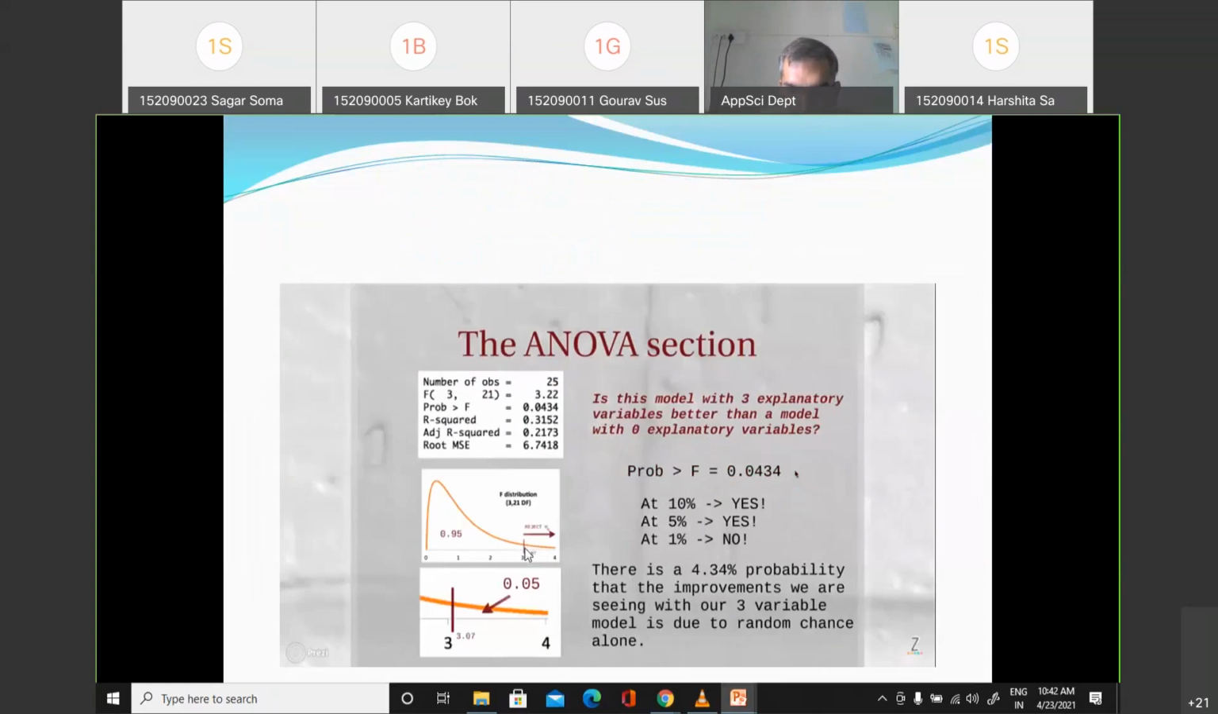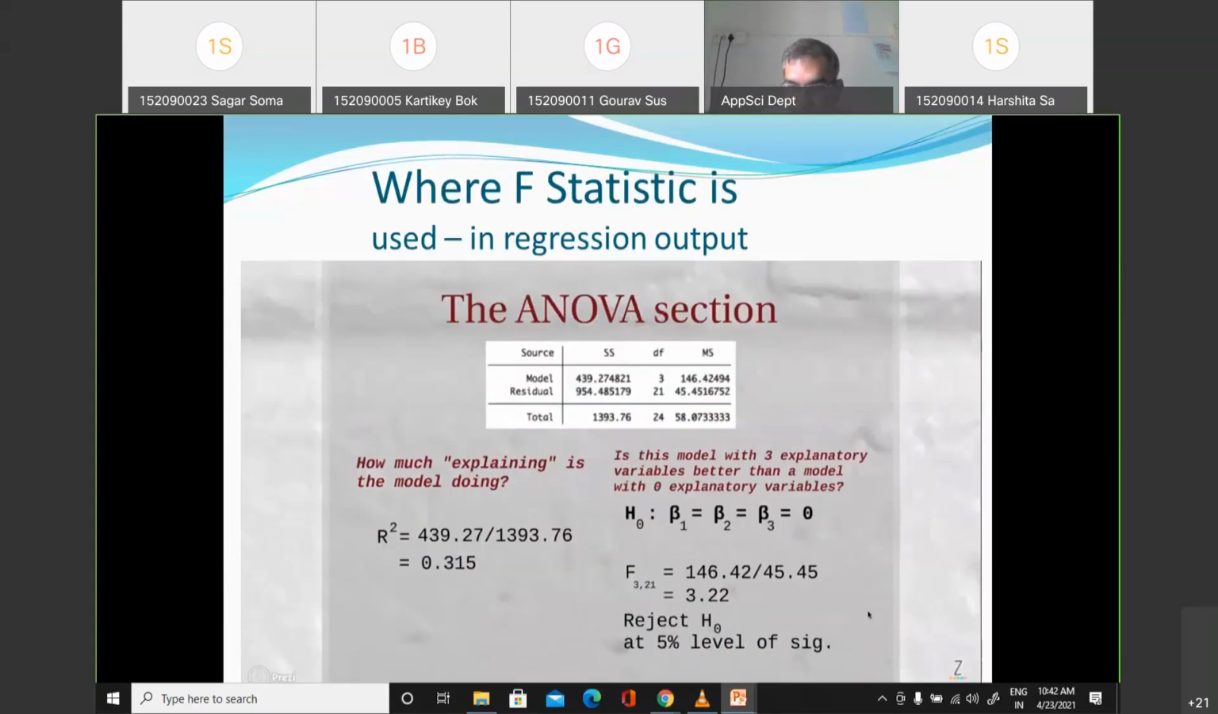From the table, we will get this critical value, and our value comes somewhere here, beyond the critical value. So we reject the null hypothesis that there is no significant difference between the variation of these two models. That means there is a significant difference between the variation of these two models, one with independent variables, that is our actual model, and one with only the constant. So it makes sense to go for regression here.